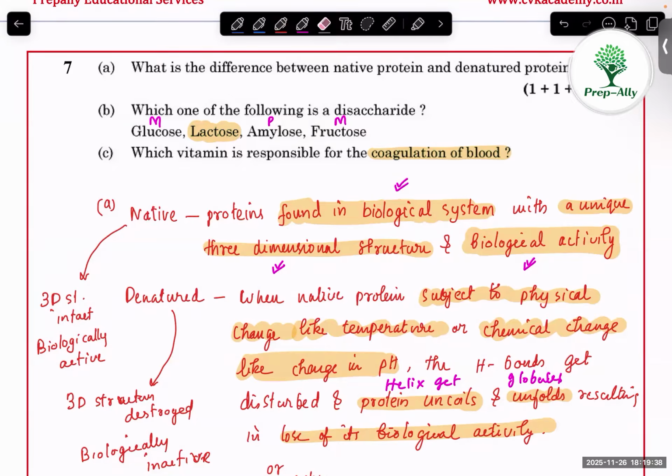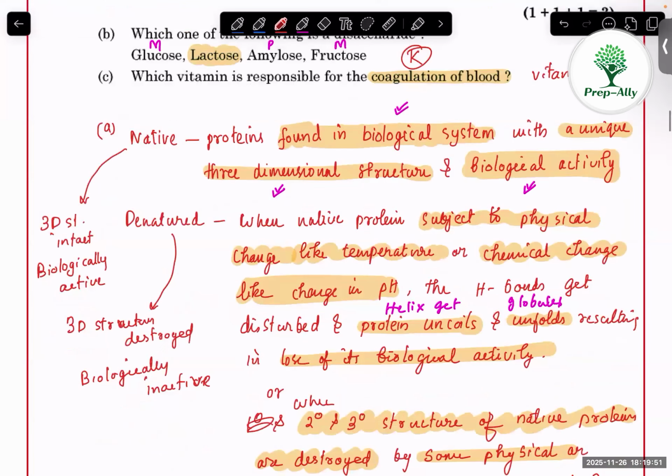So Ka means vitamin K. You can remember it as vitamin K. So the answer is vitamin K. Just one left, you'll be getting the marks. So that is the answer to 7th question.